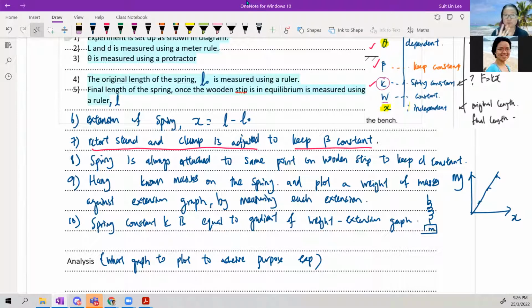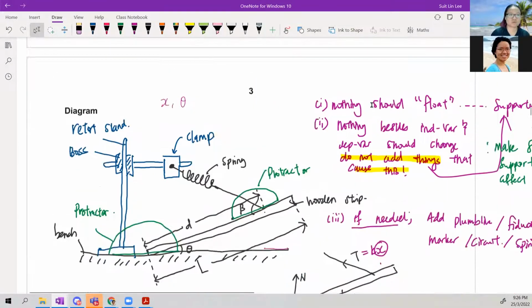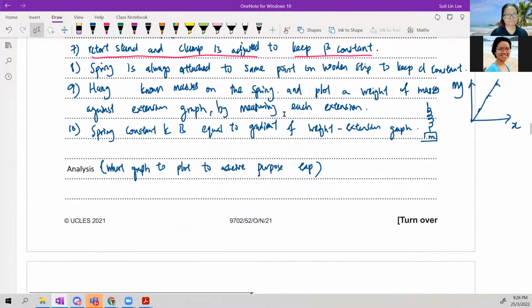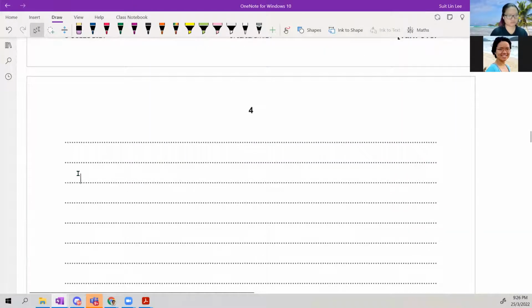So how do I know the relationship between theta and x? I need to plot a graph. So I need to copy the equation. I'm going to transfer the equation over, okay? I guess put it down here then.